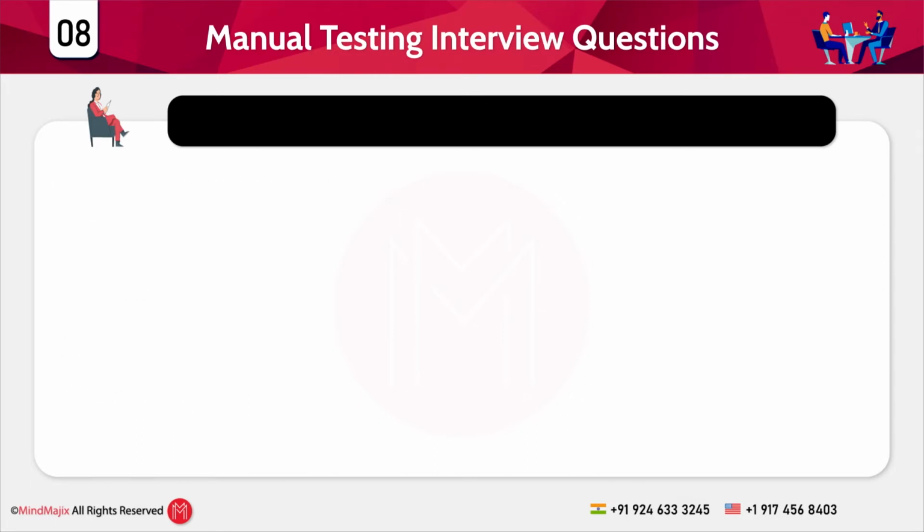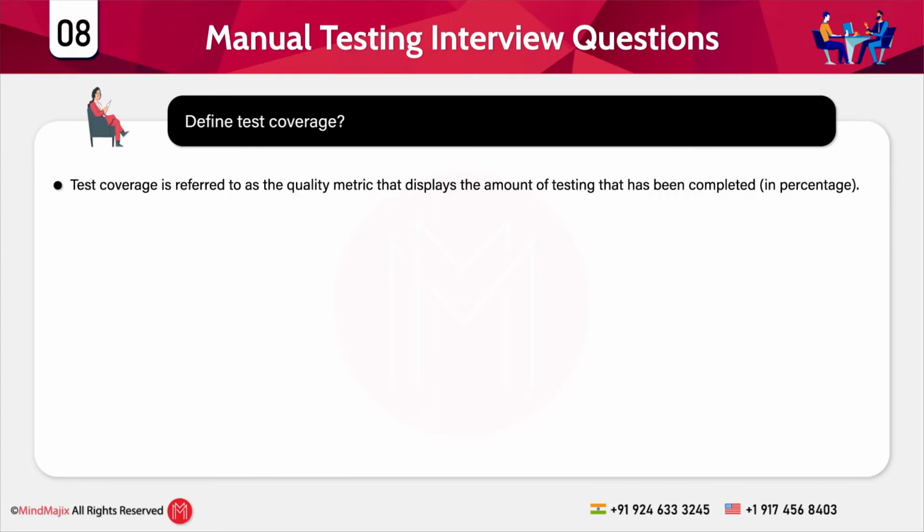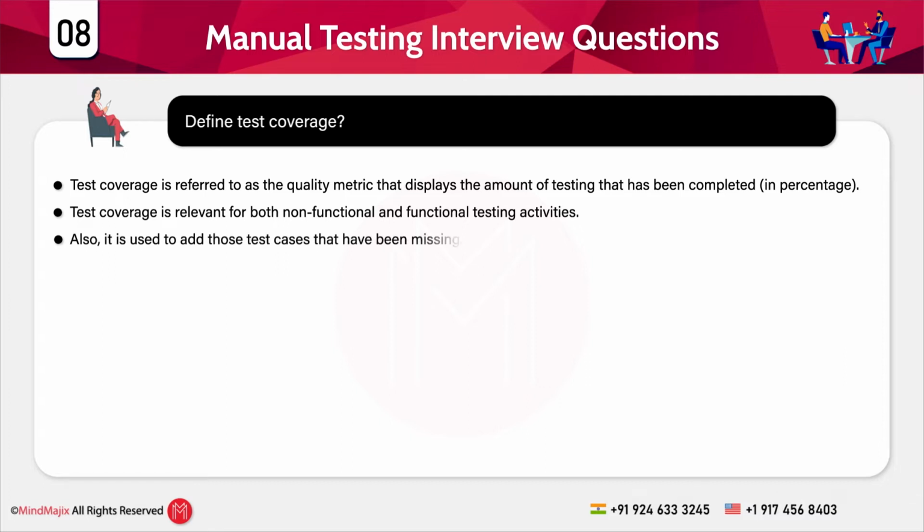The next question is, define test coverage. Test coverage is referred to as the quality metric that displays the amount of testing that has been completed in percentage. Test coverage is relevant for both non-functional and functional testing activities. Apart from this, it is used to add those test cases that have been missing.